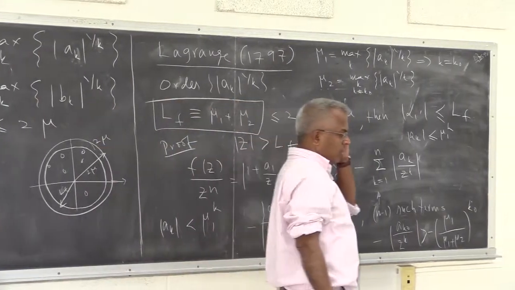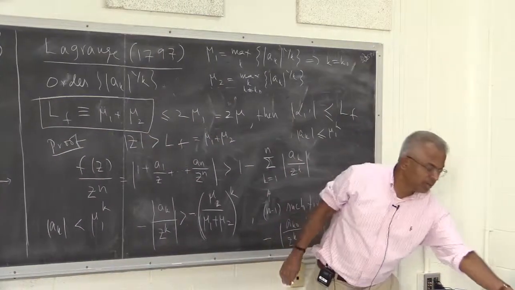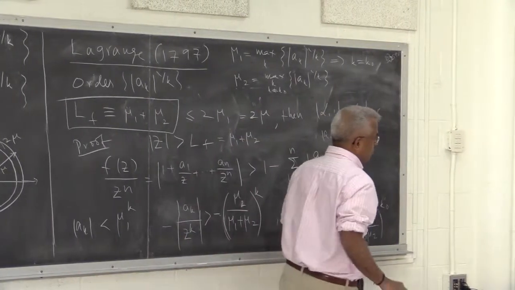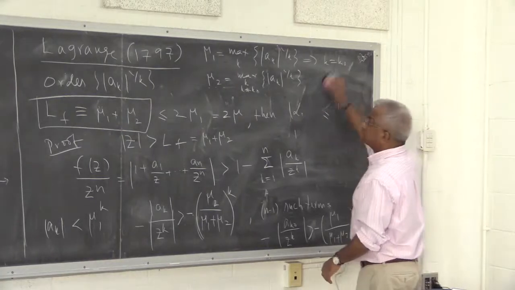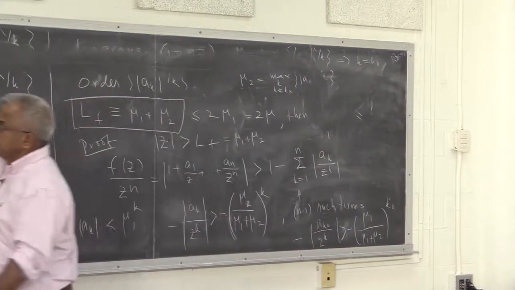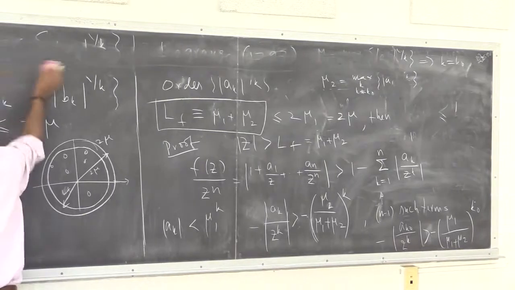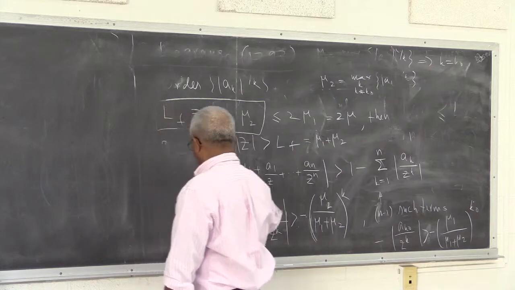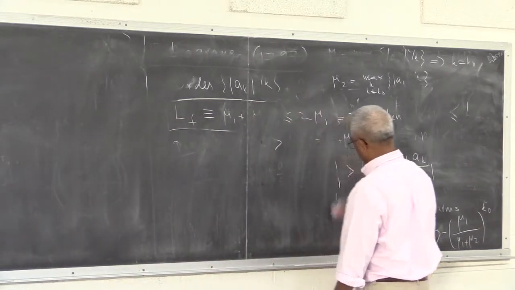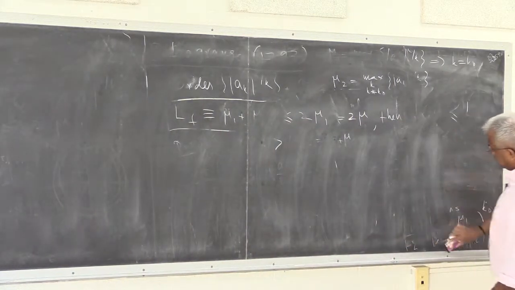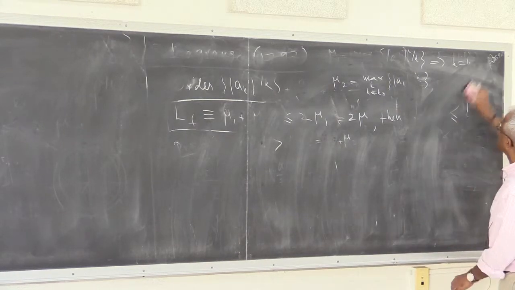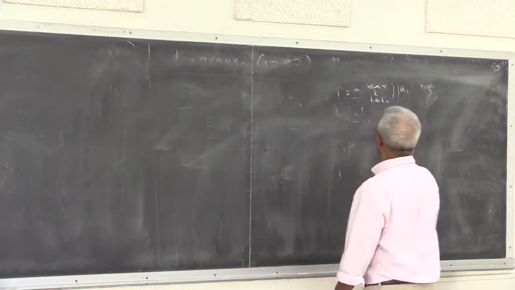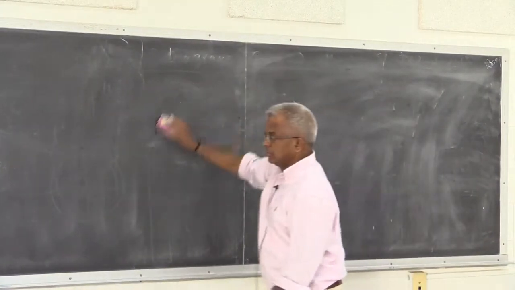So now let me quickly show you a bound due to Cauchy. In some cases Lagrange's bound is tighter. In some specific problems, Cauchy's bound is tighter.